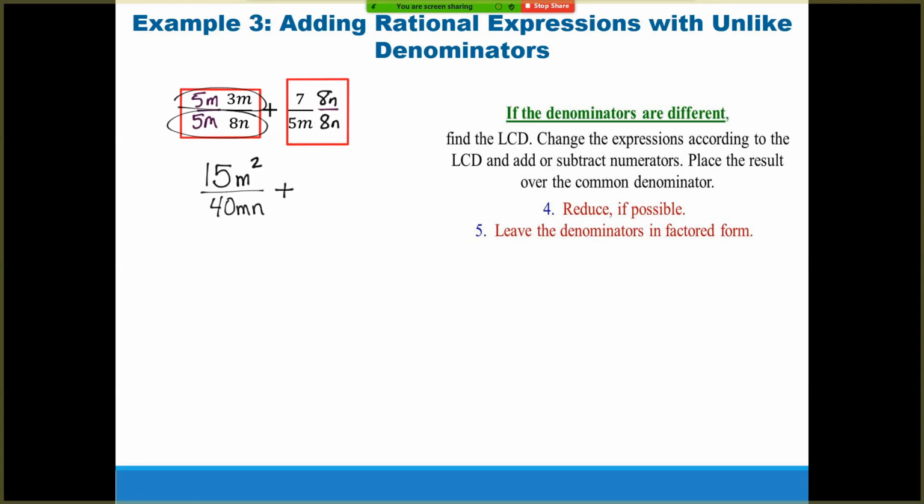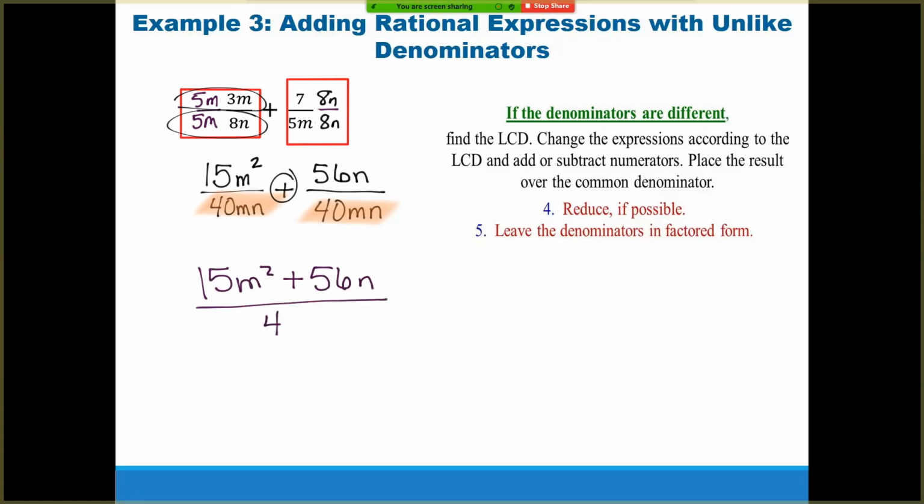Repeat your process with the second fraction. I'm just bringing that plus sign down. 7 times 8n, 7 times 8 is 56, and the n comes down. For the denominator, 5m times 8n, 5 times 8 is 40, m times n is just mn. Now when I look at my denominators, they're both 40mn. So now I can just add, since this is addition here in the middle, I'm just adding the tops together. So 15m squared plus 56n, all being divided by that common denominator, 40mn.